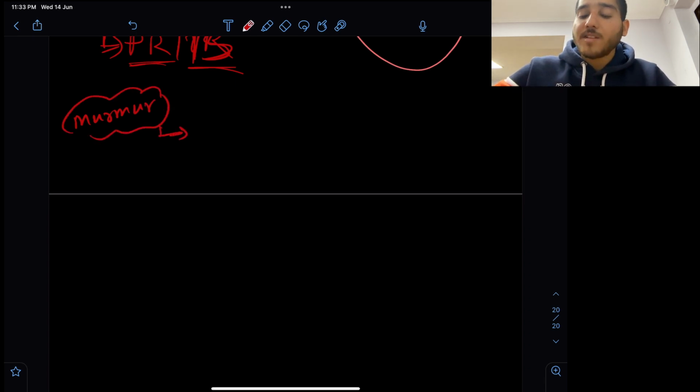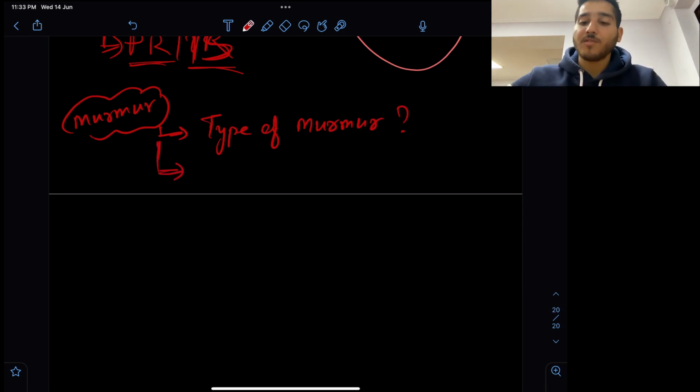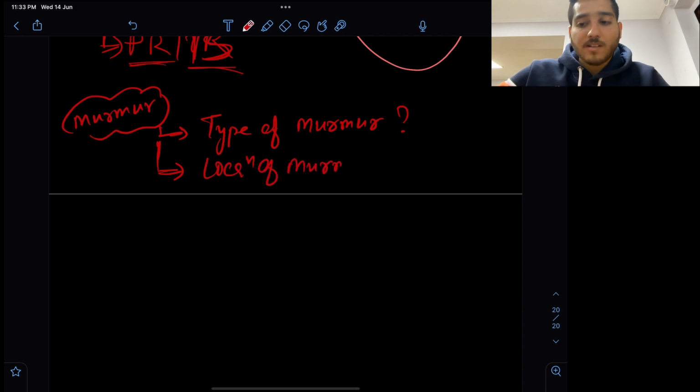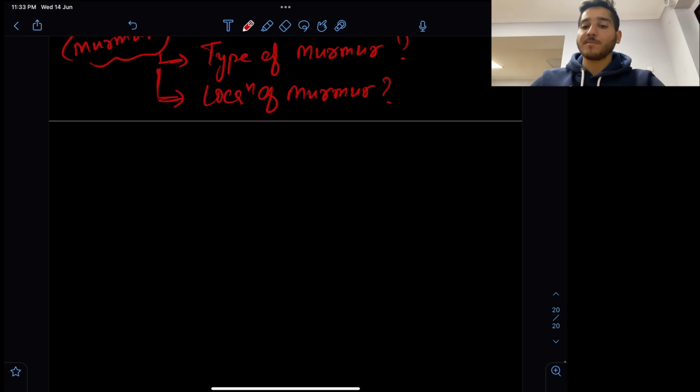Firstly, we have discussed the type of murmur, right? Whether it is a systolic murmur or a diastolic murmur. The other thing we have to look for is the location of the murmur. If we know these two things, we can easily tell this murmur belongs to this valvular defect, and these things can happen.